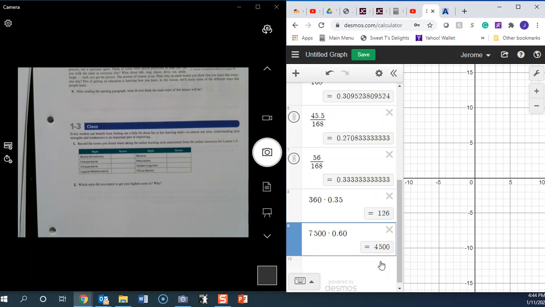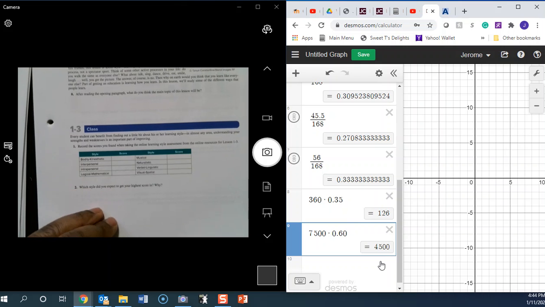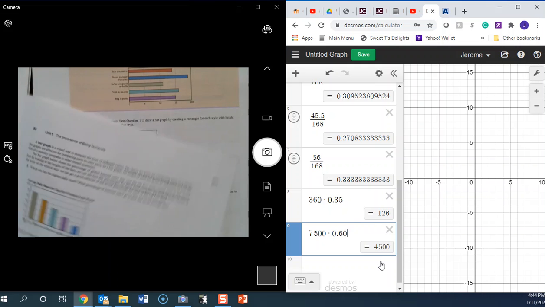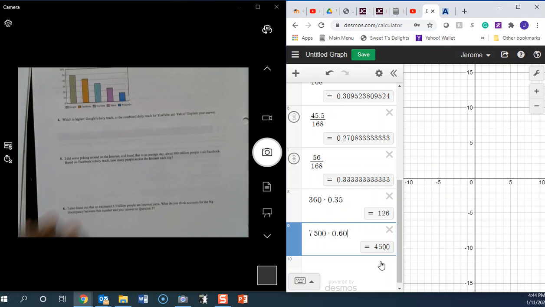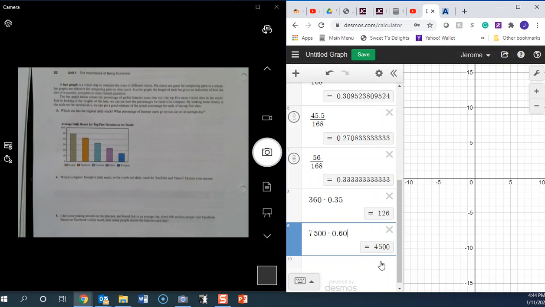Record the scores you found when taking the online learning style assessment from the online resources from lessons 1 through 3. Now, that's something you could do at your leisure. That would be beneficial to you, but is not required for the class. But let's take a look at the next page.